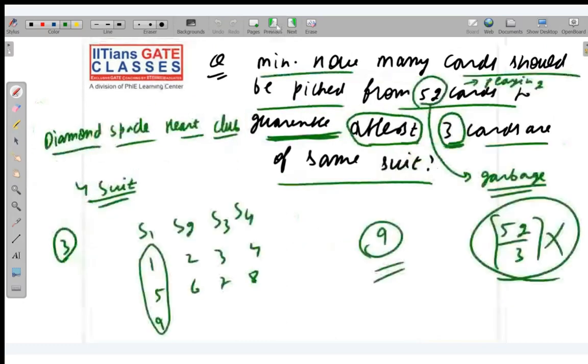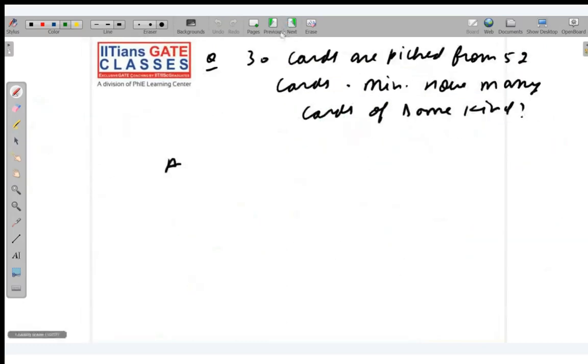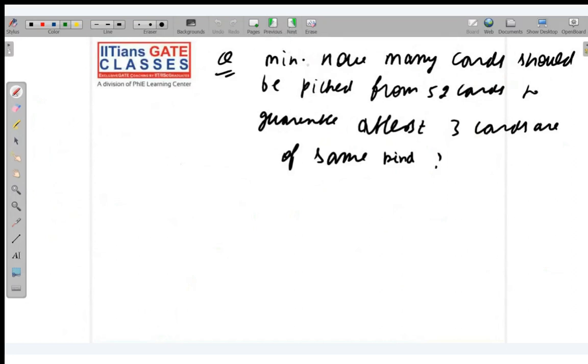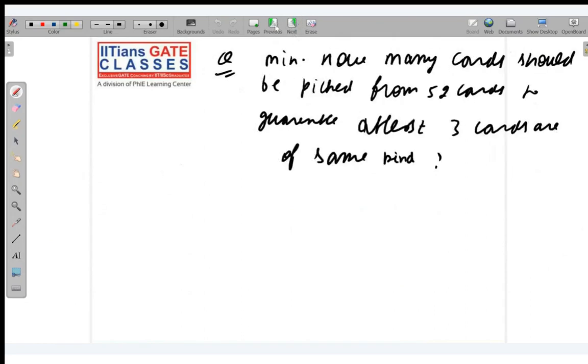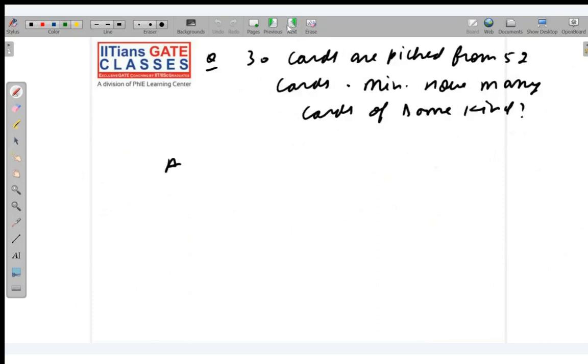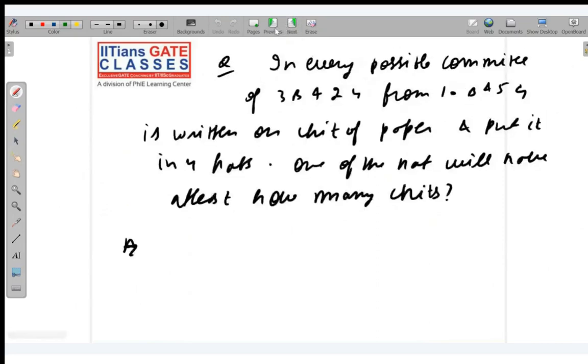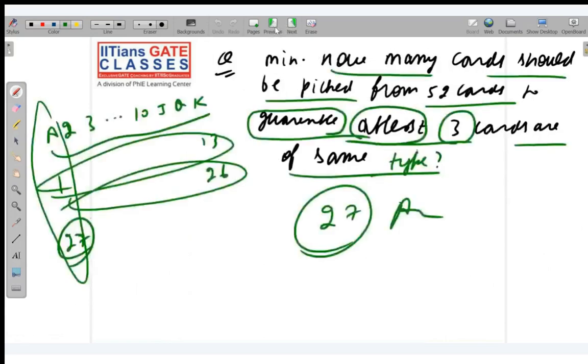Okay, same kind we have done. I think this was copy pasted. Same kind again, copy paste. Minimum how many cards should be picked from the deck to guarantee at least 3 cards of the same kind. Okay, done. I think same now. Okay, so let me verify if something is missing here.